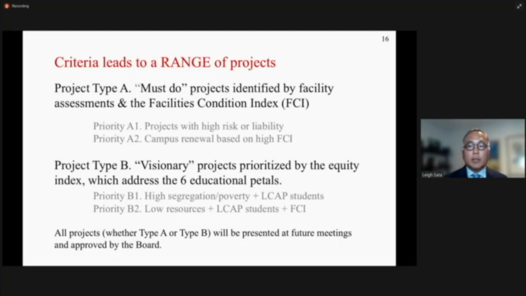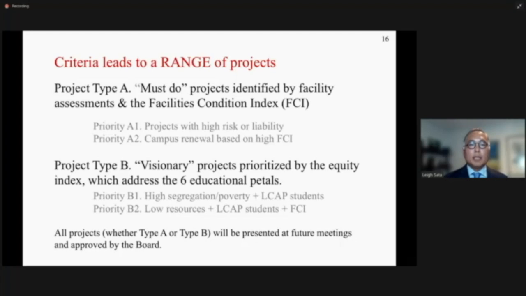So what does this criteria lead to? It leads to a range of projects, and we want to emphasize that it's a range. So again, as I said earlier, project type A's are essentially must-do projects that have risk to the district if they're not addressed. And these would be identified by the facility assessments and specifically the facility condition index. Again, we've talked about those categories. Ron shared the 6 categories with you, and we're proposing that the top 3 categories must be addressed.